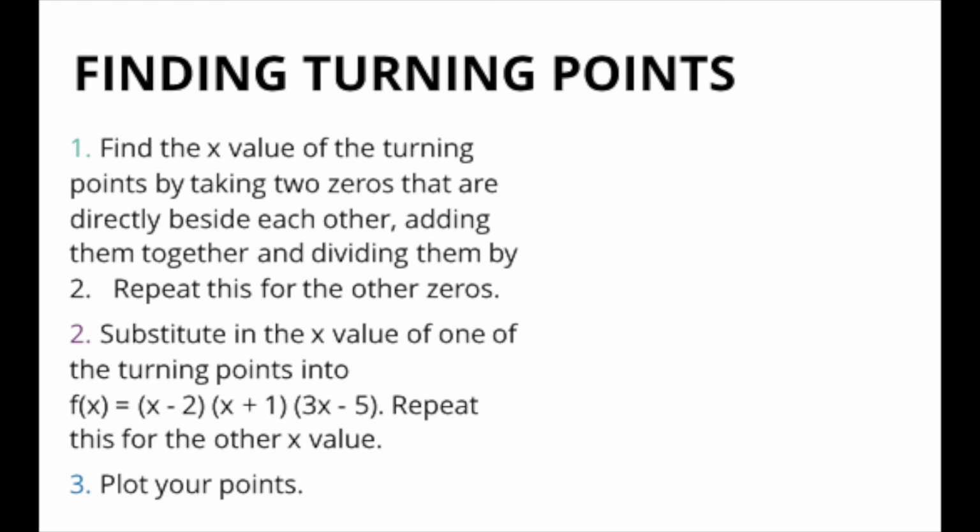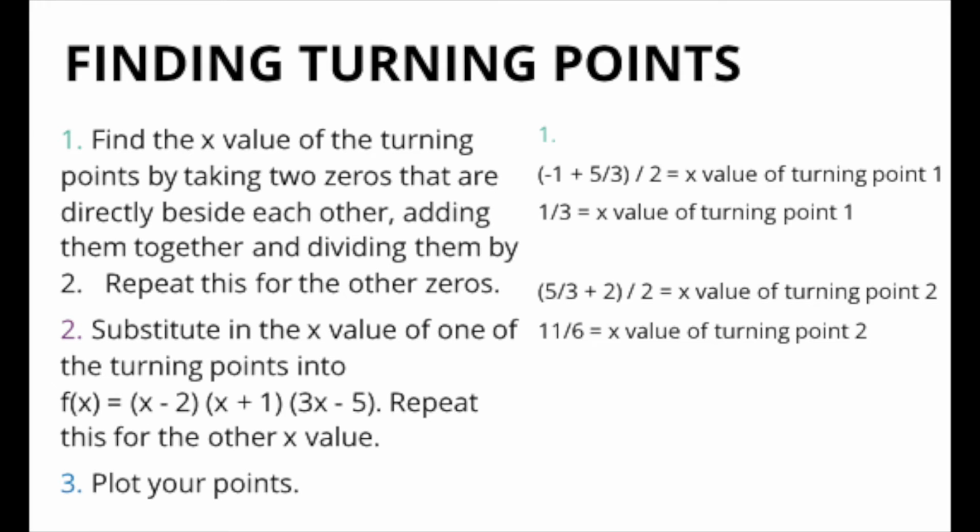Again, a turning point is a point where a graph changes from increasing to decreasing, or vice versa. To find the turning points, you must start by finding the x value. To do that, you take two zeros that are directly beside each other, add them together, then divide the answer by 2. Repeat this for the other zero. Through these calculations, I found that the x value of turning point 1 is 1 over 3, and the x value of turning point 2 is 11 over 6.